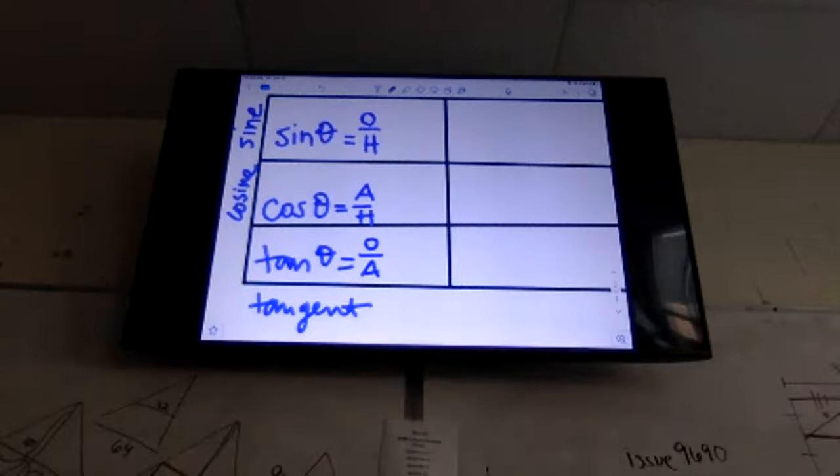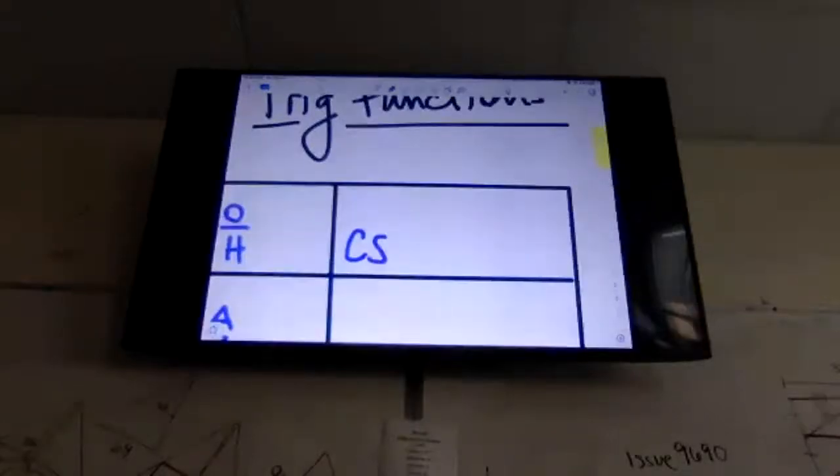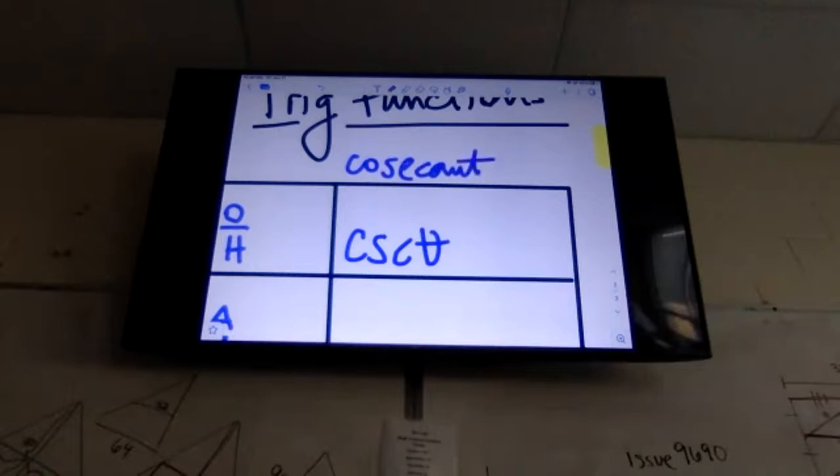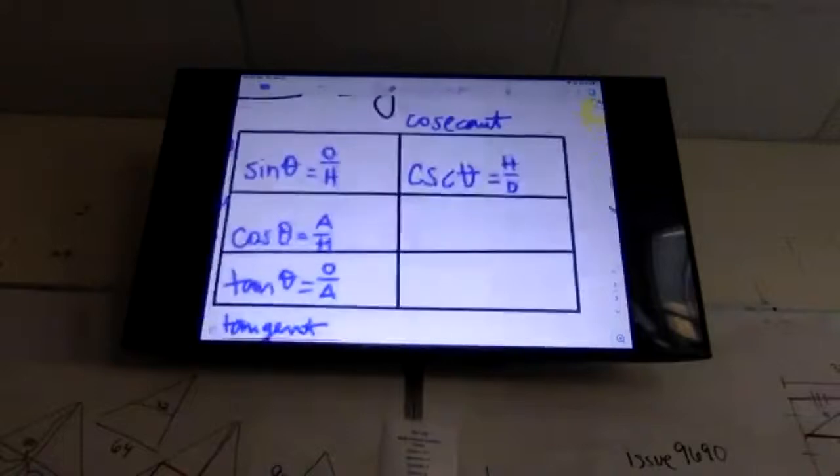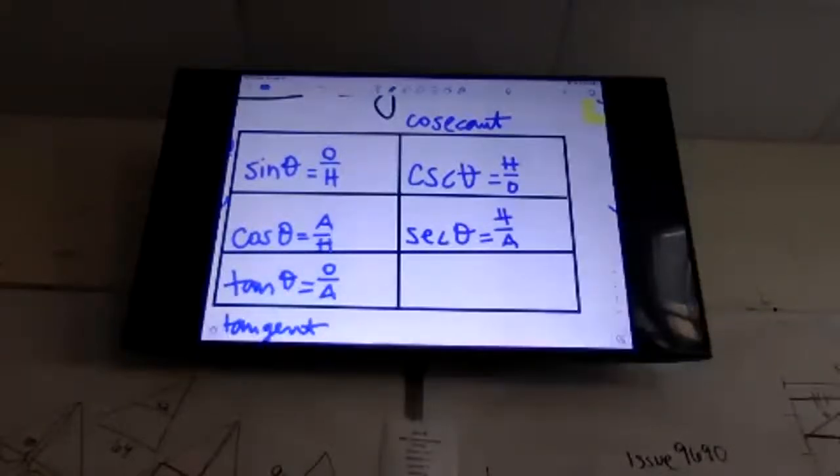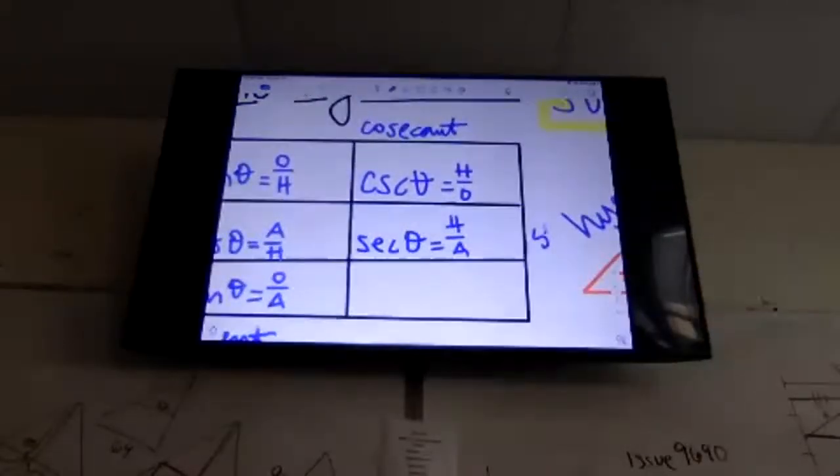The one that goes with sine, we abbreviate as CSC theta, and that function is called cosecant. If sine was opposite over hypotenuse, cosecant is hypotenuse over opposite. The opposite for cosine is secant, and we abbreviate that SEC theta. If cosine was adjacent over hypotenuse, its flip is hypotenuse over adjacent. All right, secant off to the side.